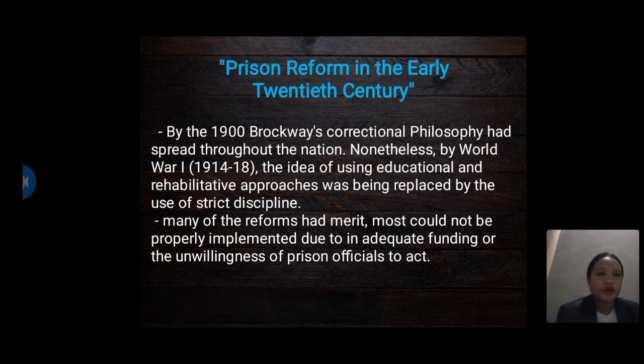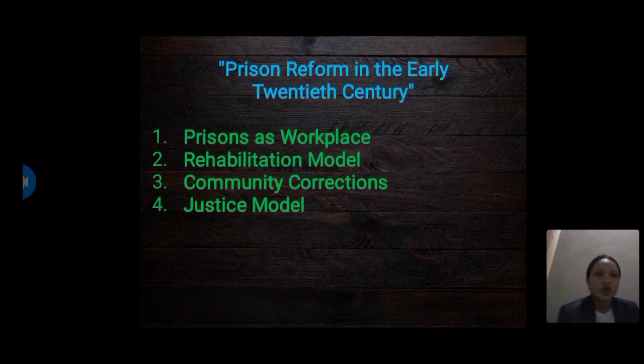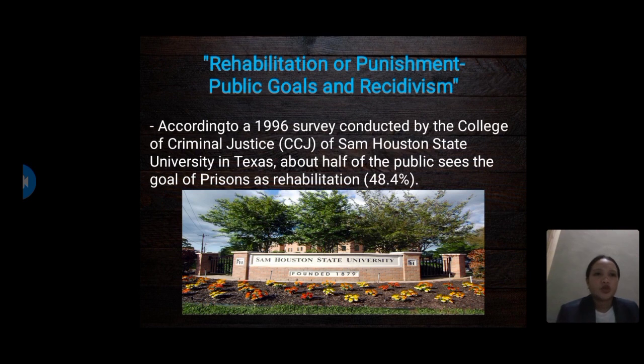So, prison reform in the early 20th century. Many of the reforms had merit, but most could not be properly implemented due to inadequate funding or the unwillingness of prison officials to act. The reforms include prisons as workplace, the rehabilitation model, community corrections, and the justice model. Next, rehabilitation or punishment, public goals, and recidivism.